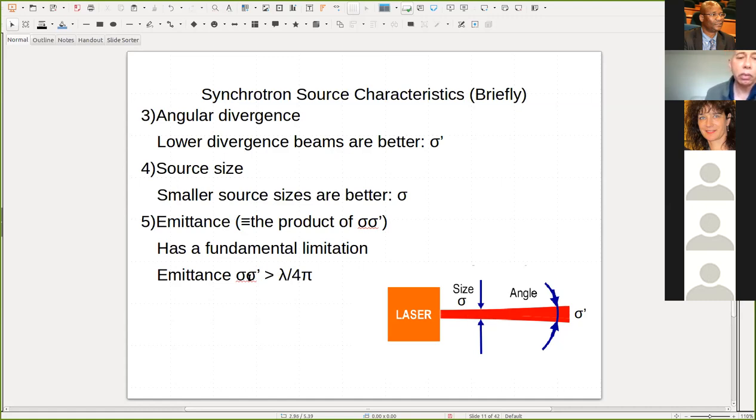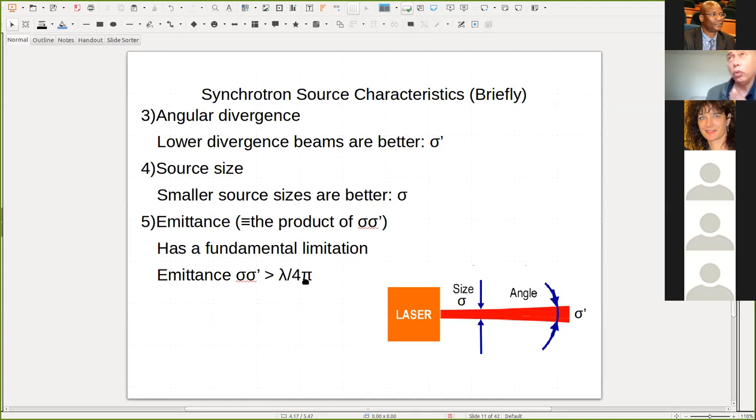And sigma prime is something that's usually conserved in an experiment. You can't do better than that. If you start out, your optics will always make that number worse. So the goal, as each generation of synchrotrons gets built, is to make this emittance smaller and smaller, and eventually hit the diffraction limit.